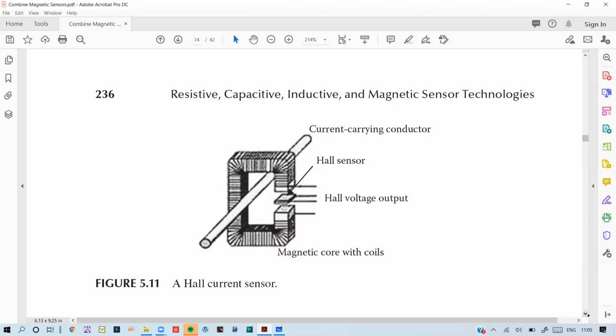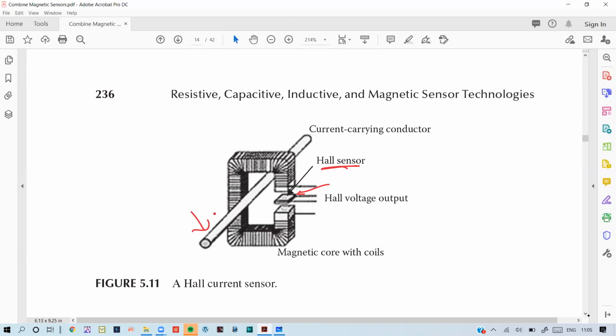There is a current carrying conductor. This current has to be detected by the Hall sensor. This is a Hall sensor here. This is the Hall sensor, and here it is shown.